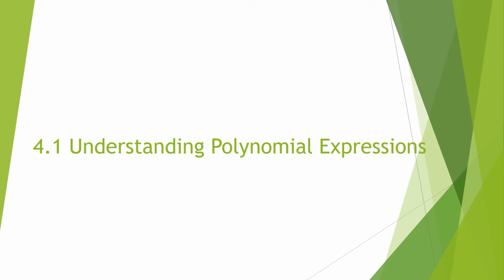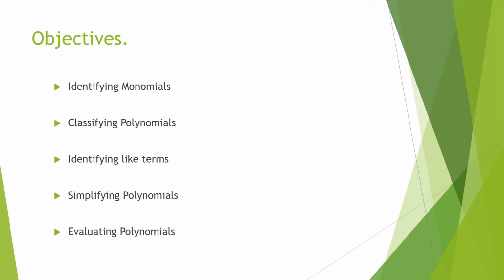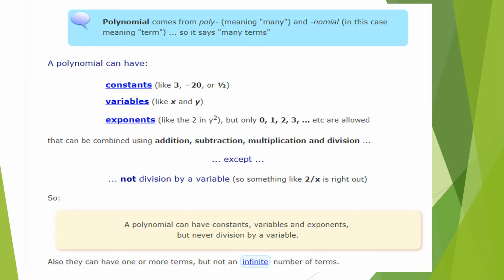Understanding polynomial expressions. The objectives are identifying monomials, classifying polynomials, identifying like terms, simplifying polynomials, and evaluating the polynomial. So first, we have to know the meaning of polynomials. Poly means many. In this case, nomials means terms. So polynomials means many terms. We're talking about many terms.